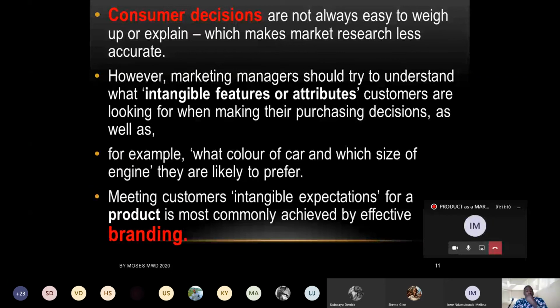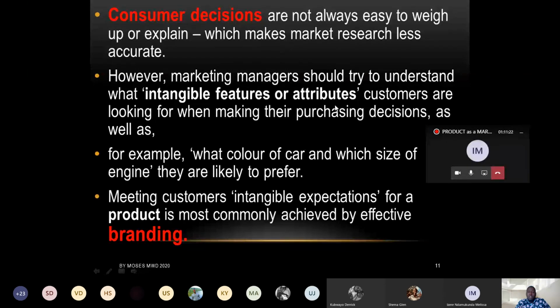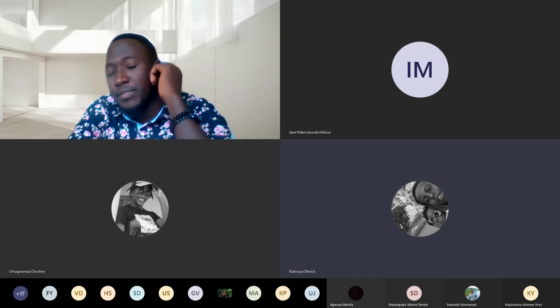So if you talk about tangible and intangible attributes, and you are trying to understand consumer decisions, how can you always try to control consumer decisions in favor of your product? That is going to take us to something called branding. Anyone who can define for us that term branding? What does it mean? What is branding?